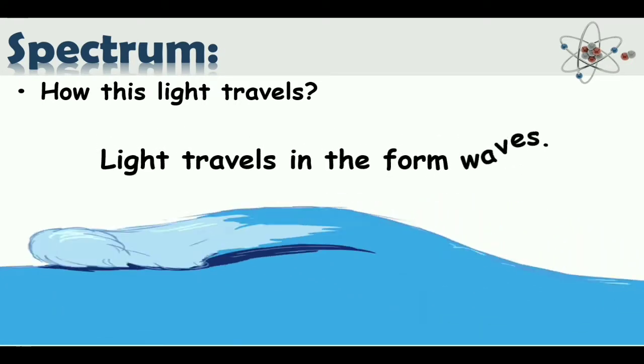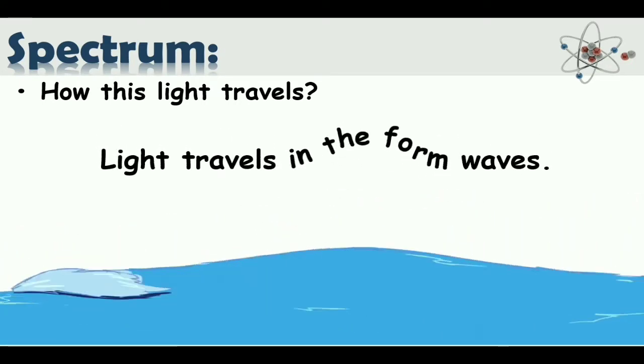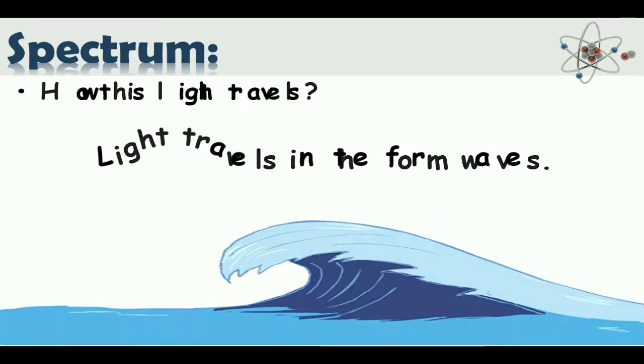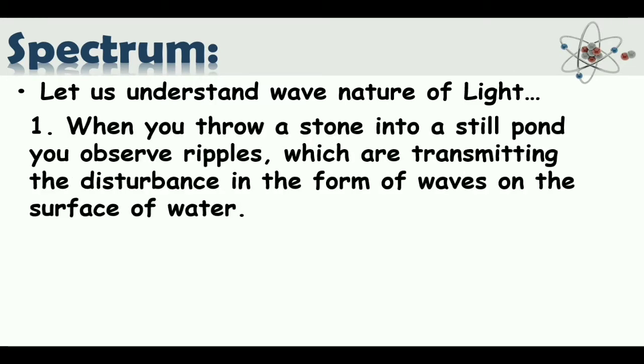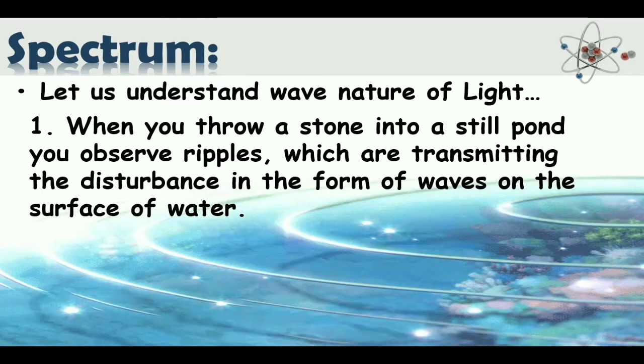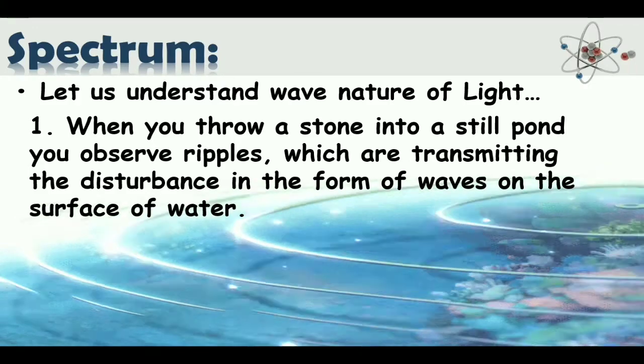Is it the wave that happens in the oceans and seas? Maybe. Let us understand the wave nature of light. When you throw a stone into a still pond, you observe ripples which are transmitting the disturbance in the form of waves on the surface of water.